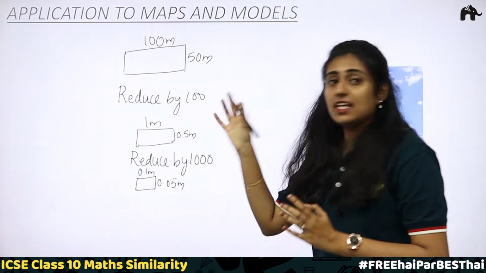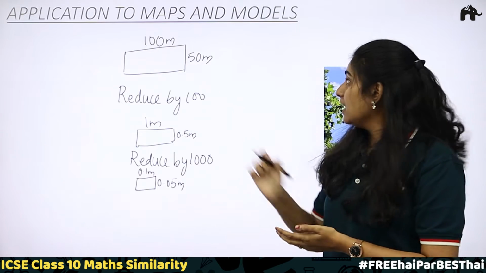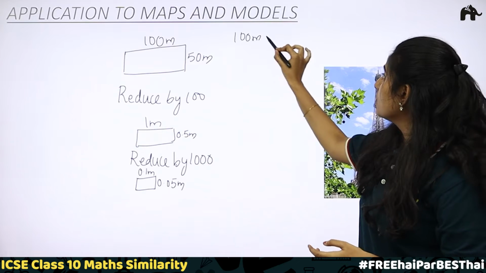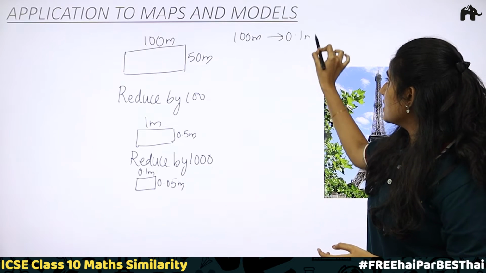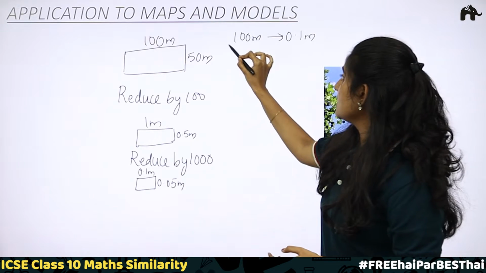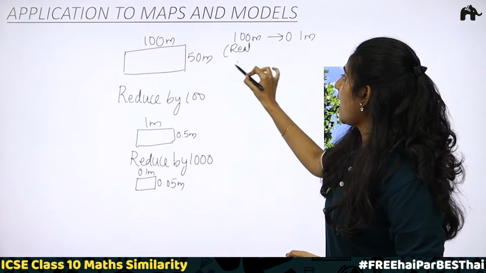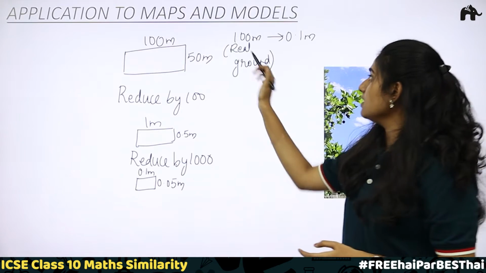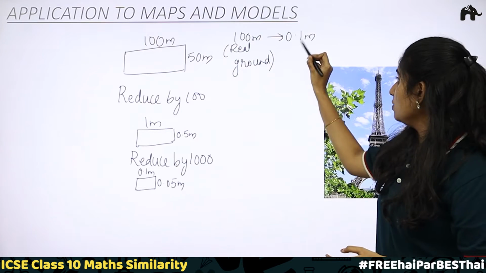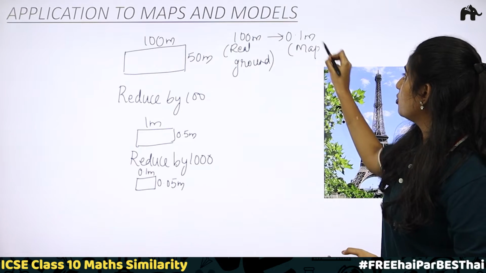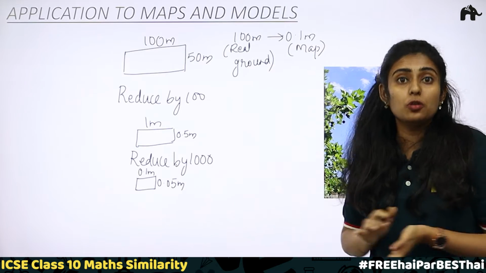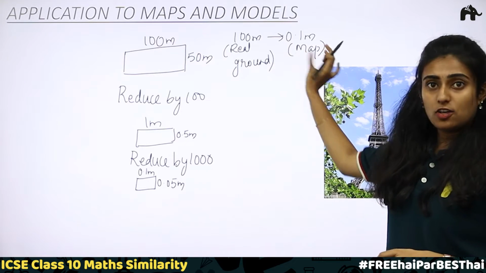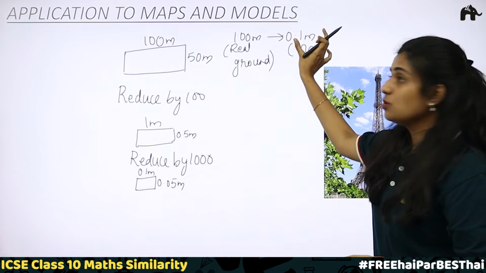So, reducing, there is a factor in which I am reducing this. Here, we had 100 meters and 100 meters I have reduced to 0.1 meter. Yes, 100 meter is the real ground. It is called the real ground, the actual one. Actual plot length was 100 meters. It has reduced. That is what is on the map, what is on the paper, what is on your notebook. What is the length? We have 0.1 meter. Okay, this is what we get on the map. That is 100 meter we have reduced to 0.1 meter.